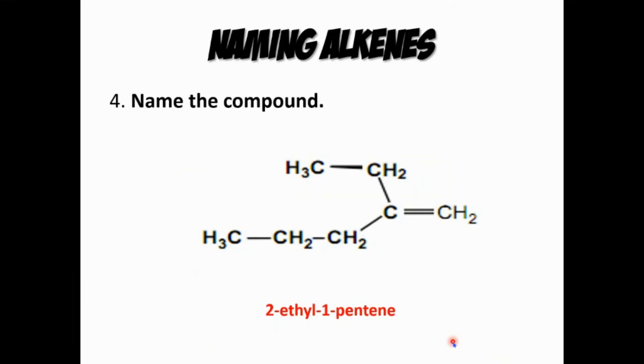And then nagtataka tayo, bakit naging dalawa yung kanyang ethyl? That's because dalawa yung kanyang chain dito sa part na ito, 1 and 2. No? And then bakit nauna yung pentene compare sa ethyl? No, sinabi niyo naman po kailangan bigyan ng priority.